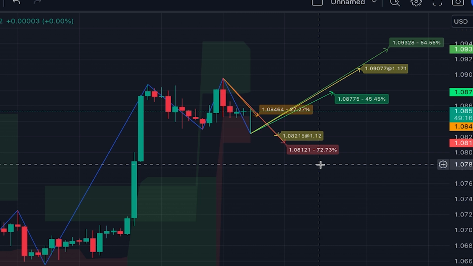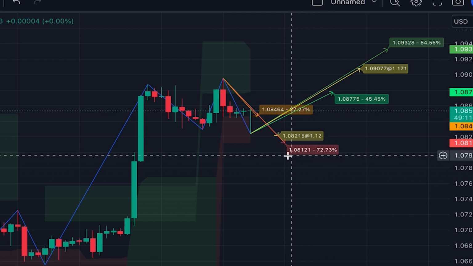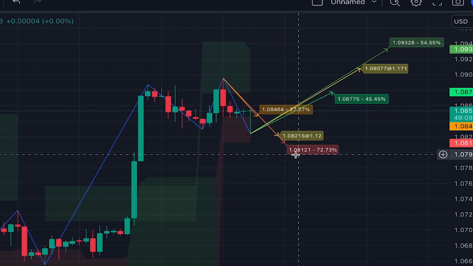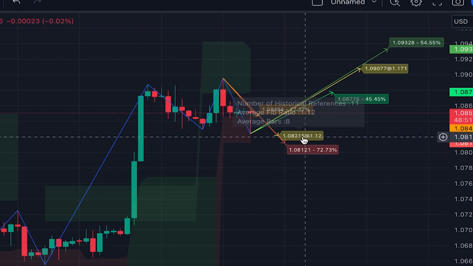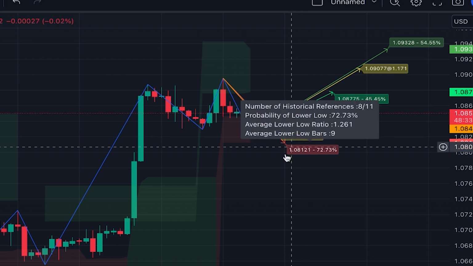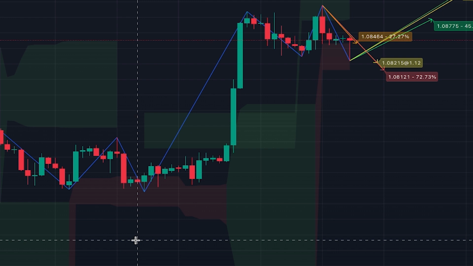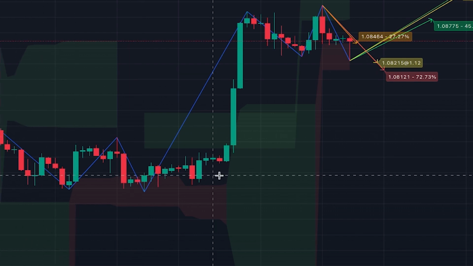As you can see, we have the highest probability, 72% probability for having a lower low at the projected price 1.081. The other 2 labels give us projection based on average Fibonacci ratios. We have also these green and red clouds, which are historical levels of average higher highs, higher lows, and lower highs and lower lows. They can act as a kind of like supply and demand zone, but I didn't find them very useful in practice.